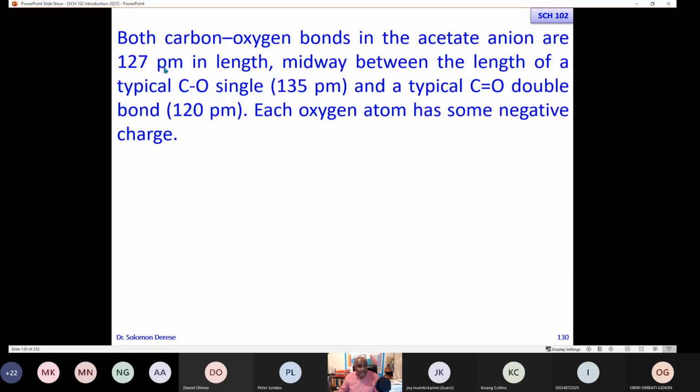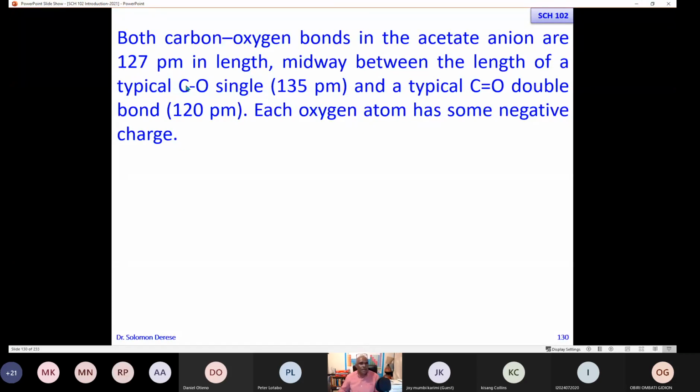This bond length of 127 is intermediate, or midway, between the carbon-oxygen single bond and the carbon-oxygen double bond. You remember single bonds are longer. So the carbon-oxygen single bond is about 135 picometer. But the carbon-oxygen double bond, since it is shorter, is about 120. But when the carbon-oxygen bond in acetate ion was determined, it was found to be 127.